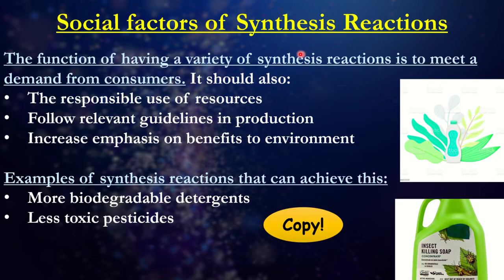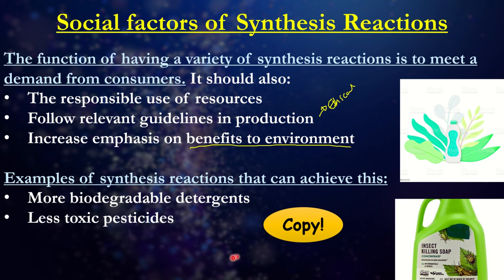In terms of social factors, we need to consider a couple of things. We need to make sure that there is a responsible use of resources, so we're not overusing a particular resource to make this particular product. We need to follow relevant guidelines in production, so obviously ensuring it's ethical, there's no exploitation of workers, those kinds of things. And we want an emphasis, obviously, for more individuals now than before. There must be some kind of benefits to the environment. So one example that we can talk about is more biodegradable detergents.